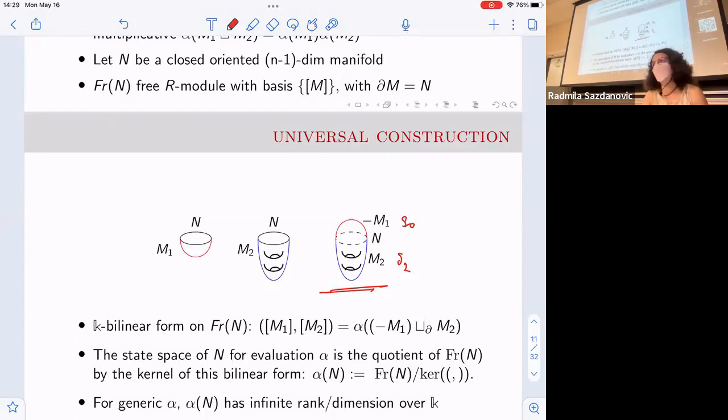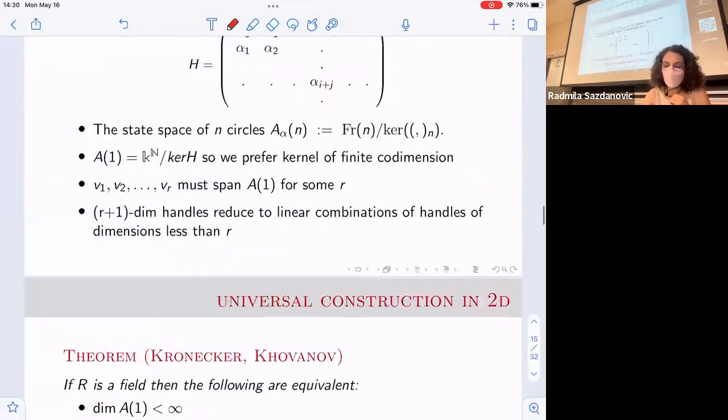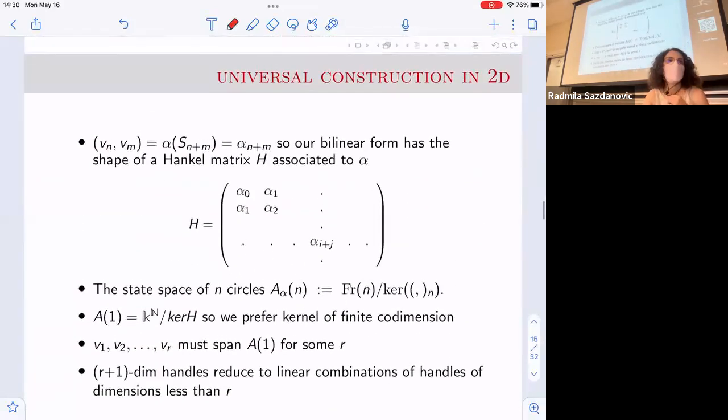So we're assigning alpha 2 to it. So what we can do is collect these into a matrix, the so-called Hankel matrix. And you can do that, of course, for any number of circles. But basically what happens then is that this state space A of 1 is going to be K to the n quotiented out by the kernel of this Hankel matrix.